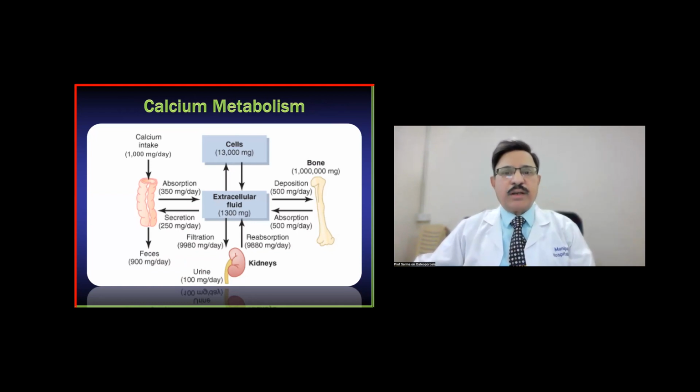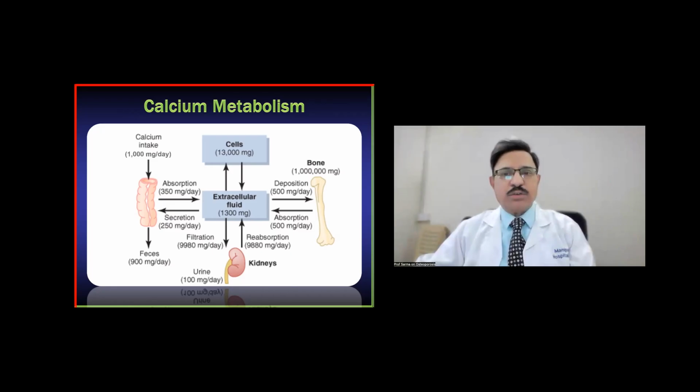Extracellular fluid contains 1300 milligrams of calcium, and that exchanges between the ECF and the cells. The cells will get it and then give it back like that. And that again goes to the kidney. 9,980 milligrams is filtered every day, out of which 100 milligrams is excreted in the urine and the remaining 9,880 is reabsorbed back into the body. So 100 milligrams of calcium is excreted in the urine, 900 milligrams in the feces, if you take 1000 milligrams.